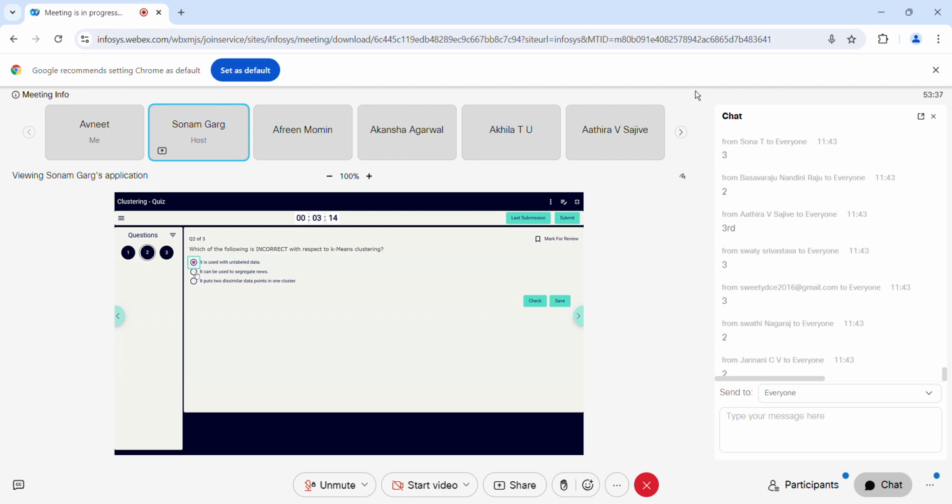It can be used to segregate news. This is also correct. It puts two dissimilar data points in one cluster. This is wrong. It puts similar data points in one cluster based on their distance.